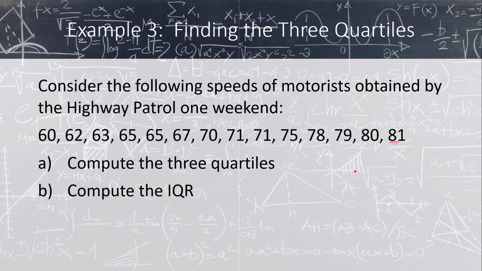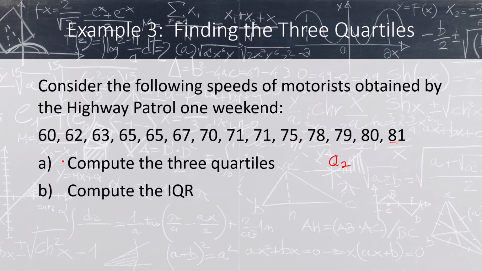Well, the first thing that we have to do is find Q2. Well, the first thing we have to do is sort this. But hey, I already sorted it for you. You're welcome. Now that we know that it's sorted, we can find Q2. First thing we need to do is count the number of data values we have. We have 1, 2, 3, 4, 5, 6, 7, 8, 9, 10, 11, 12, 13, 14.